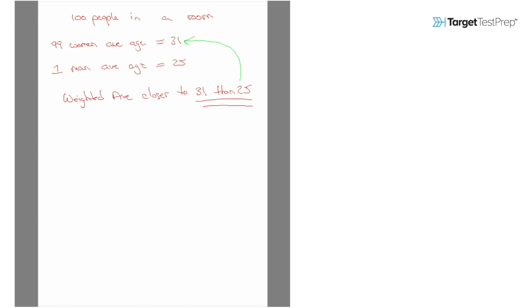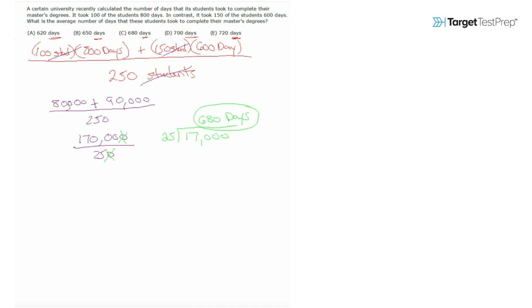So essentially, if we go back to this question here, the question we just did about the students and the days, we'll notice that 100 students took 800 days, whereas 150 students took 600 days. So because 150 students is greater than 100 students, the weighted average is going to have to be closer to 600 than it would be to 800. So we can automatically remove 700 days, and we can remove 720 days because those aren't logical answer choices.